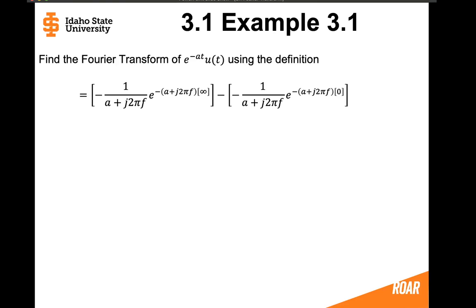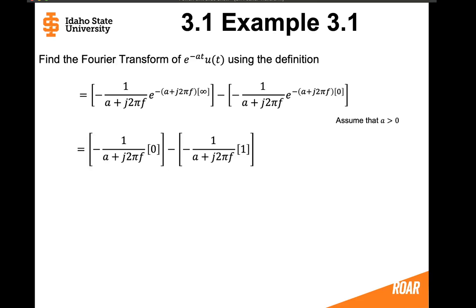Well, if we look at the first expression, because we're evaluating at infinity, we definitely need to make sure that this is actually going to work. So if we look at it for just a moment, we can see that a must be greater than 0 if we want to be able to evaluate that first part of the expression. So whatever constant a that we have in e to the minus at, we're going to assume that that's greater than 0 in this case.